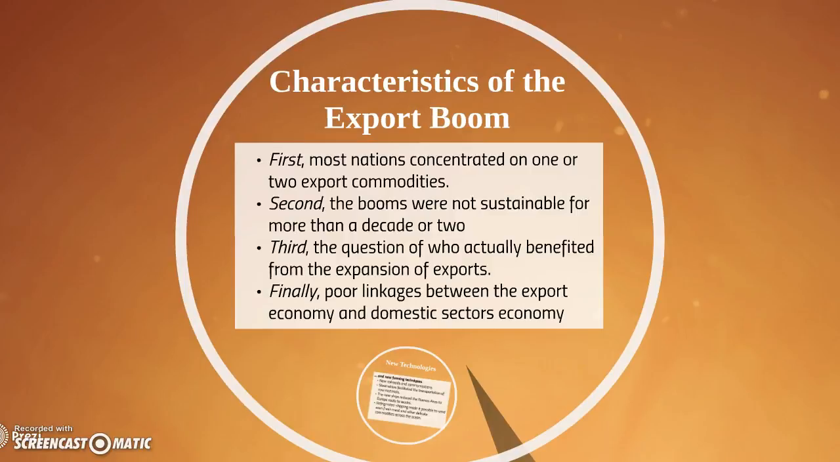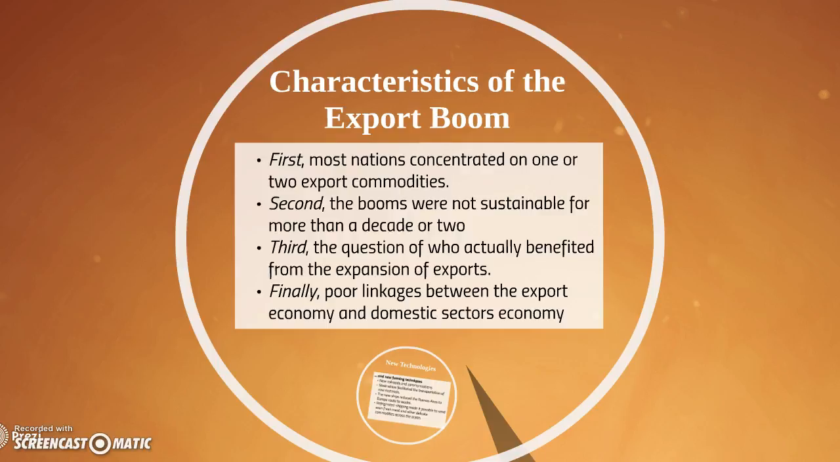Some of the characteristics of this export boom included that most nations concentrated on one or two export commodities. There were some nations that as much as 60 or 70% of their gross national product came from one export commodity. For example, in Brazil, it was coffee and sugar. Colombia, coffee. Cuba, sugar and tobacco, and to some extent coffee. Honduras, bananas.